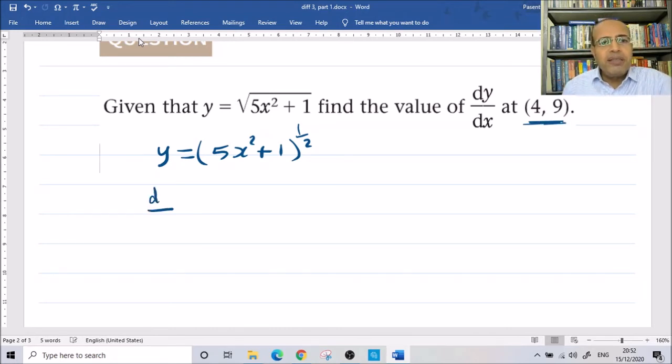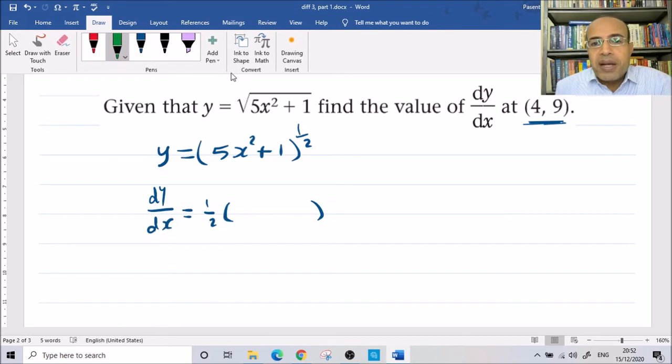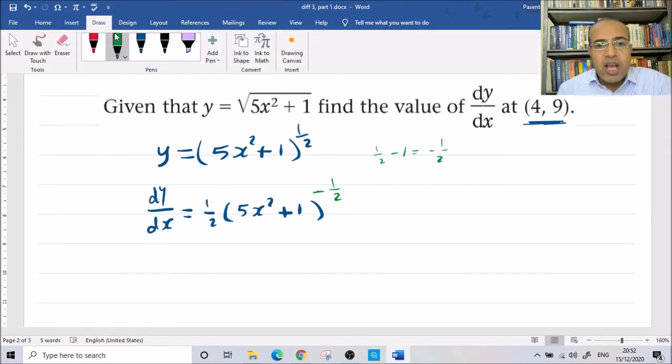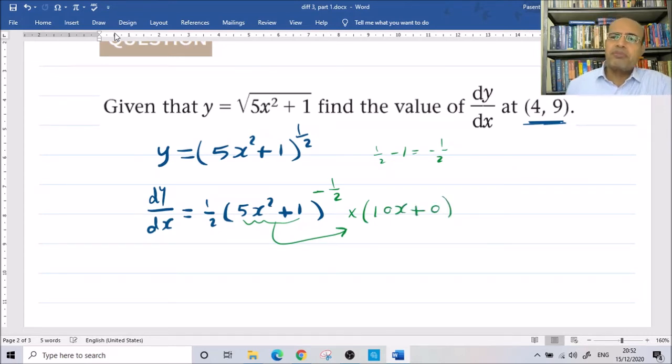So dy by dx, power ينزل تحت, the power goes down. Minus 1 from the power, remember, half minus 1 equals negative half. So we write negative half. And inside the bracket the same, 5x squared plus 1. Now we multiply, don't forget, ما تنساش, the derivative of inside the bracket. The derivative of 5x squared, 2 times 5, equals 10x. The derivative of 1 is 0. You can simplify 10x plus 0, it's 10x.